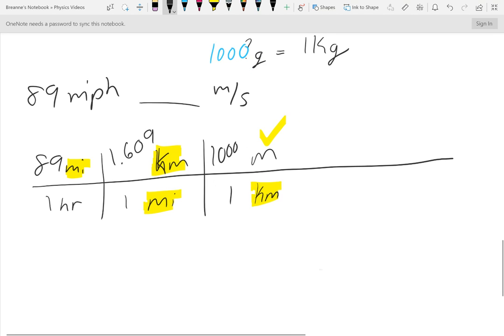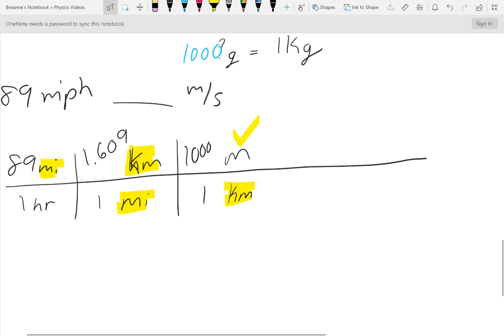Now we have to go back to our hour. We didn't want hour, we want seconds. So hours have to come up here. We want second. Why does the hour have to go up there? Because it needs to cancel. We have one on bottom already, so it needs to go on top, so it cancels. So for 1 hour, there's that many seconds.